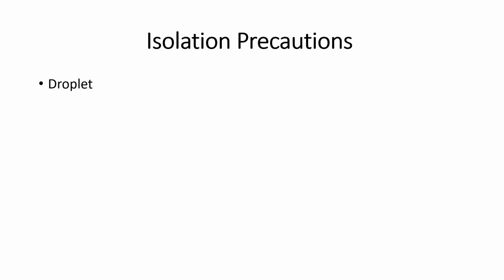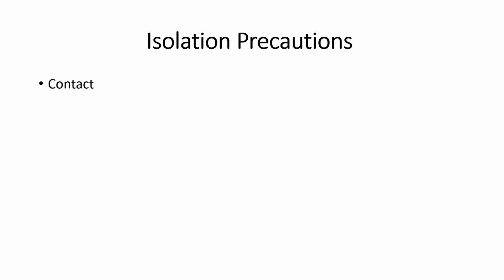For droplet precautions, they need a surgical mask. So they don't need the full N95 respirator. A surgical mask is just fine for these. And again, the flu, common cold, and rubella are the most common for droplet precautions. And there is your surgical mask.